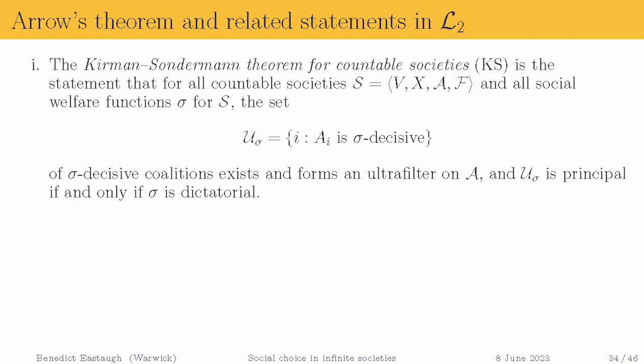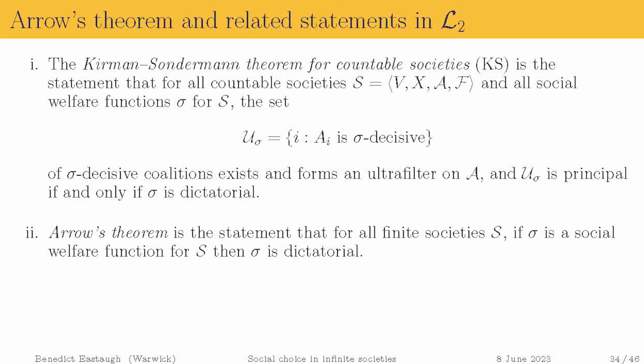So the Kerman-Sondermann theorem for countable societies just says, okay, if you've got a countable society and a social welfare function for that society, and from now on we always consider social welfare functions that satisfy unanimity and independence, then the set of sigma decisive coalitions exists, and it forms an ultrafilter on the algebra of coalitions, and it's principal if and only if the social welfare function is dictatorial.